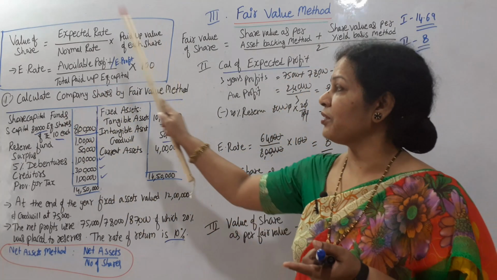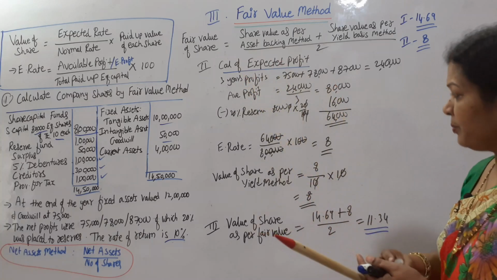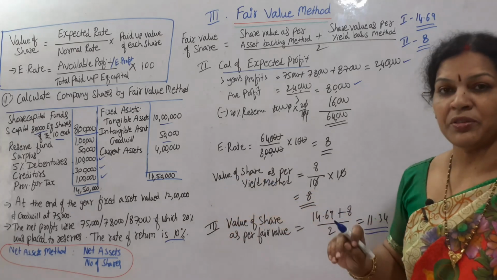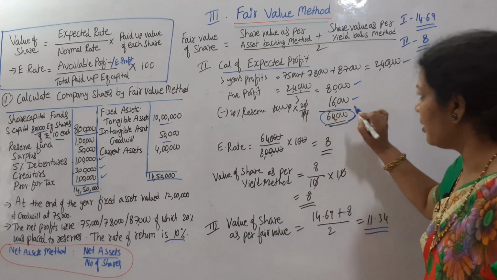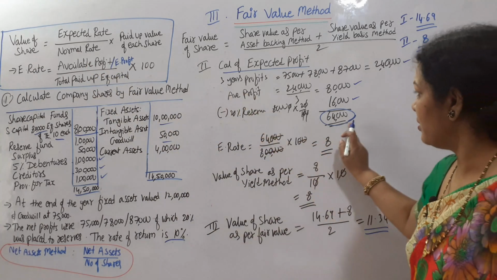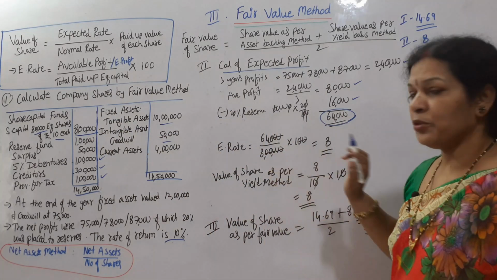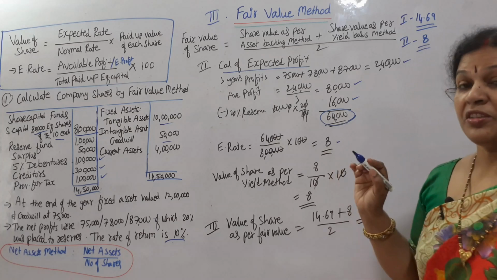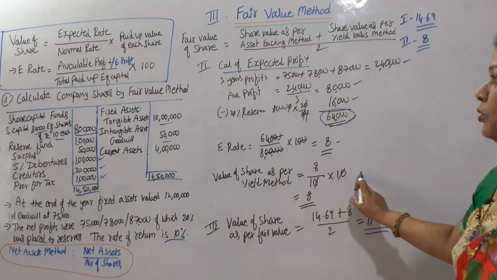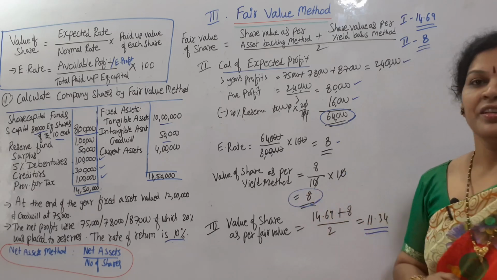And the second method, you know these formulas. First we have to calculate the expected profit. Expected profit means average profit we have taken here. Total profit is 2,40,000, average profit is 80,000. There is an adjustment of 20% reserve, we have deducted it, so you got the expected profit. Once you get the expected profit, we have to calculate expected rate first. Expected rate is this profit of 64,000 divided by total paid up equity share capital, that is 8 lakh, into 100. That is the expected rate. Once you get the rate, then value of shares: expected rate 8 divided by normal rate, this is 10, into paid up value of each share. Each share is 10 rupees. So you got 8 as per the yield method.